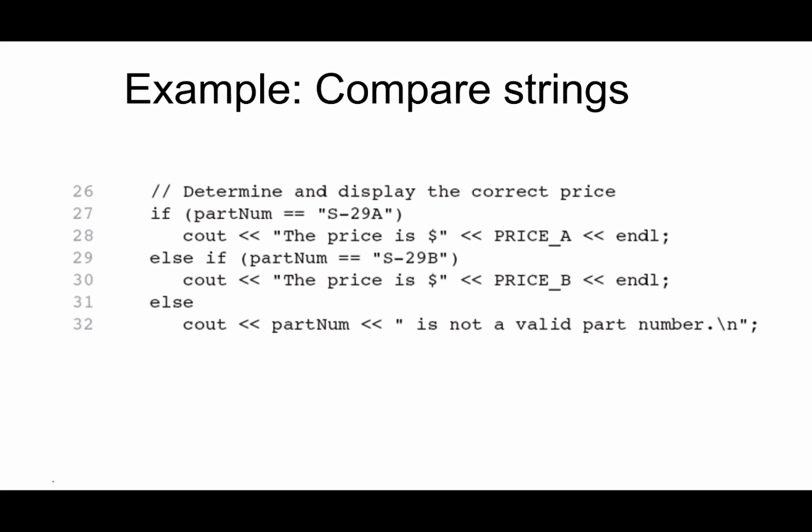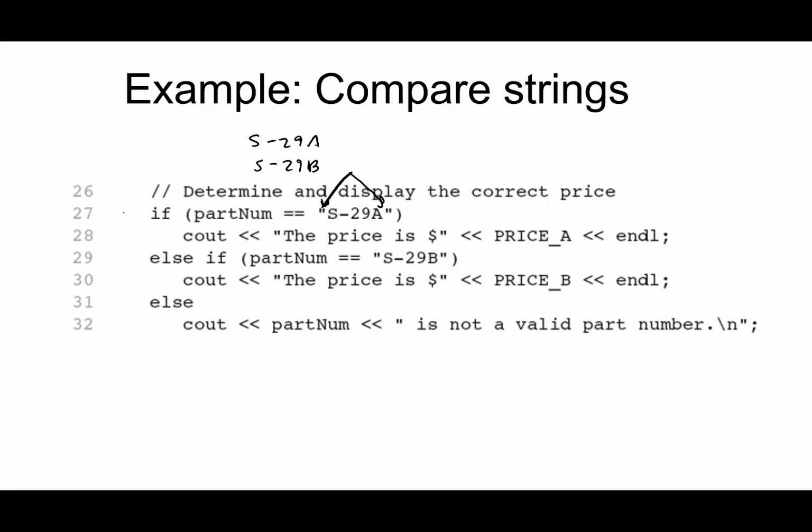So let's look at this example for comparing strings. Let's say that we want to figure out what part number someone entered, and let's say that we have two part numbers. In this code we're asking the user for the part number, and then we're going to display the price for that part number. This is just the if-else-if statement for this code. Our part numbers are strings, and we know that because, first of all, it's a bunch of characters, but also we have these double quotes here, and remember strings are in double quotes.